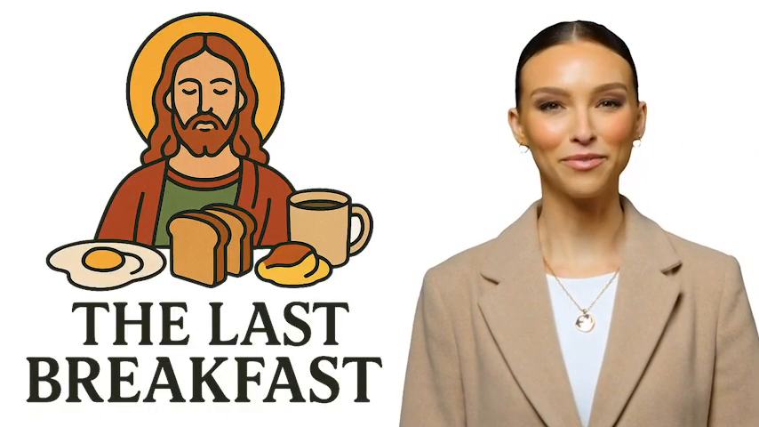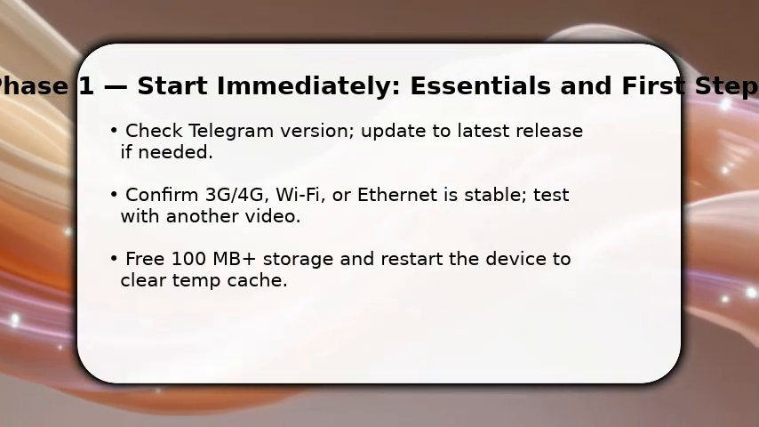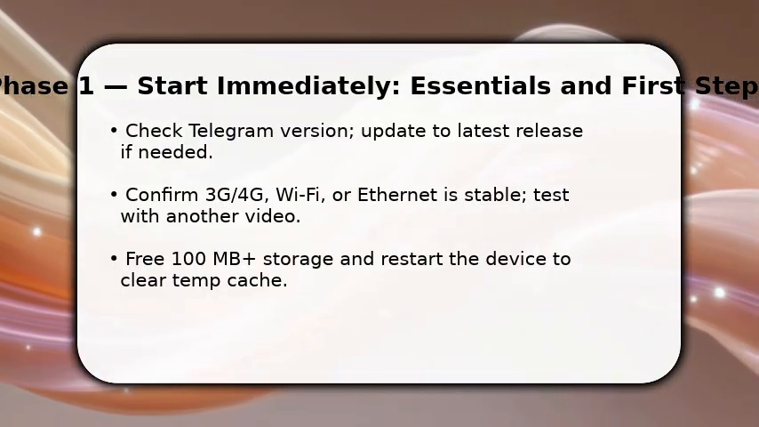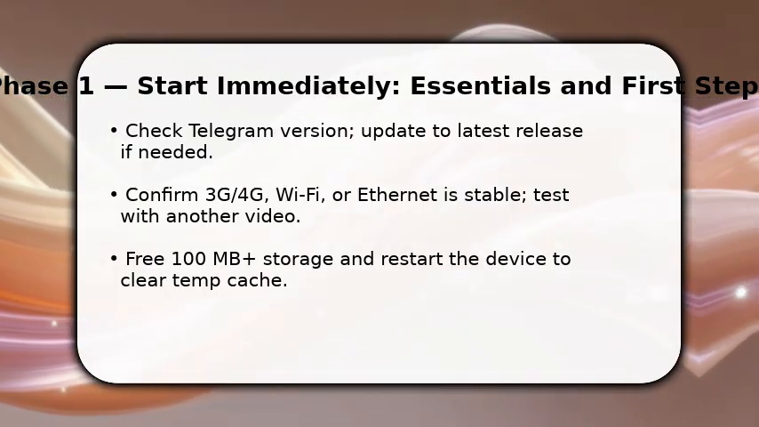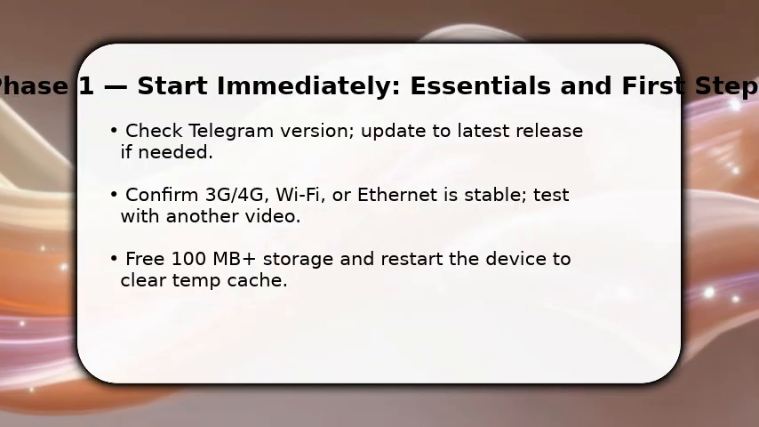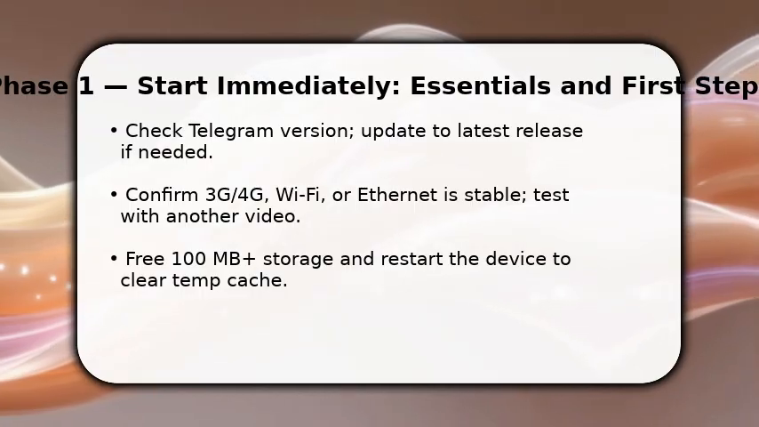Please enjoy the video. You begin by ensuring prerequisites. Update Telegram and confirm network stability. Open the app now and try a short video to reproduce the issue. If playback fails, free at least 100 MB of storage and restart your device. This clears temporary files that often block decoding.